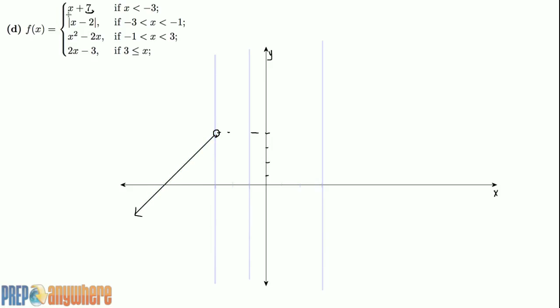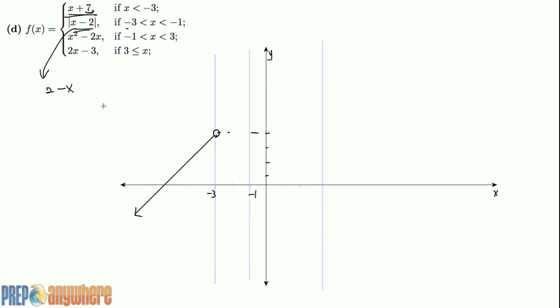Okay, so I just finished drawing this. Next, from -3 to -1, it's the absolute value of x minus 2. Now, when x is between -3 and -1, it makes x minus 2 always negative. So it's actually going to be 2 minus x. Okay, that's going to equal 2 minus x. So 2 minus x has a y-intercept of 2 and slope of -1.